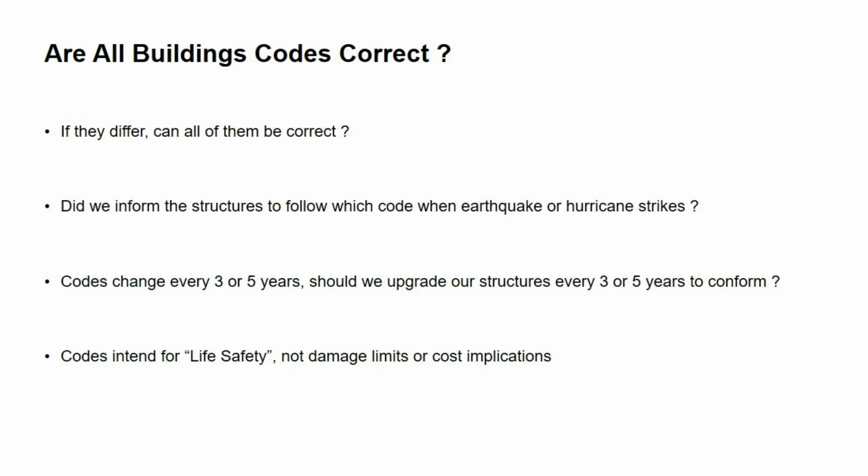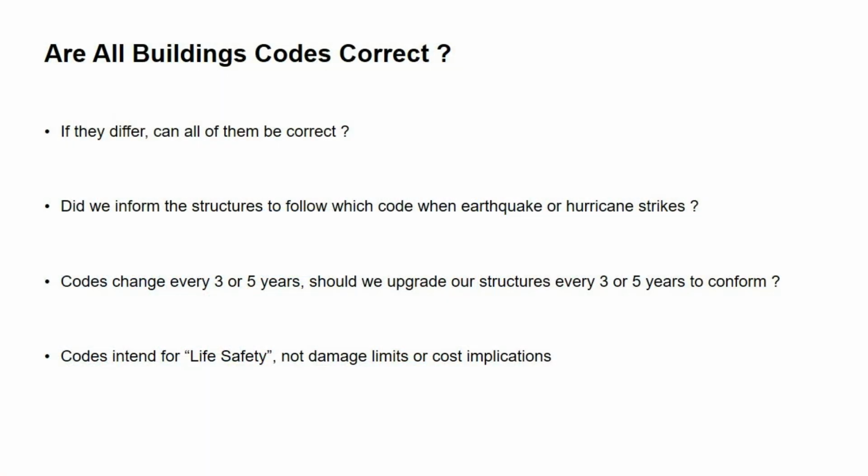One important question here is: are all building codes correct? We know that there are different kinds of building codes available, and they differ in their different clauses in terms of safety factors, in terms of load factors, load combinations. So if they all differ, then are all correct at the same time? The answer may be no, because if they all differ, they all can't be correct at the same time. One more question is: do we inform our structures to follow a particular building code? The answer would be no.